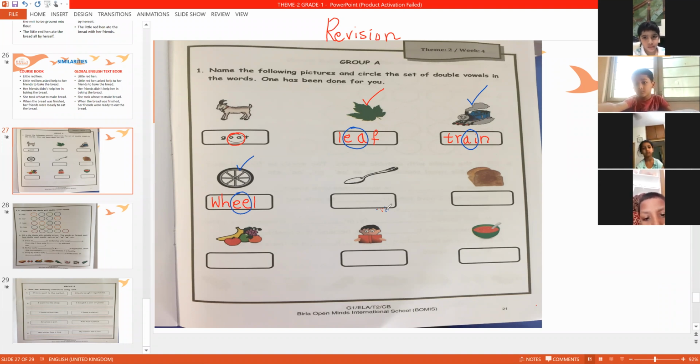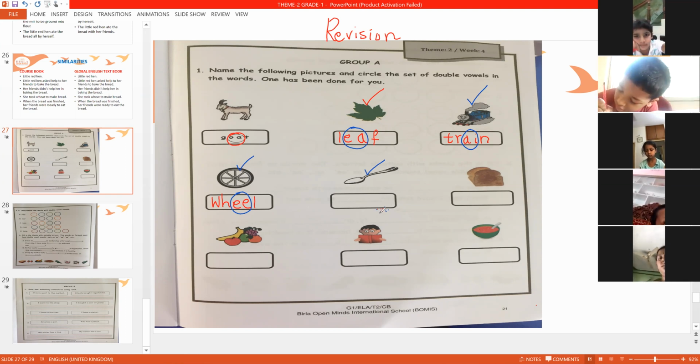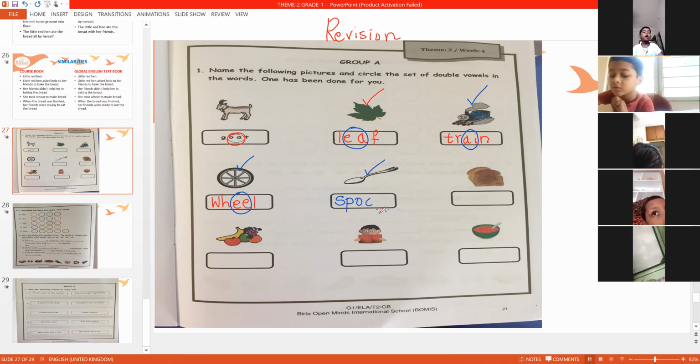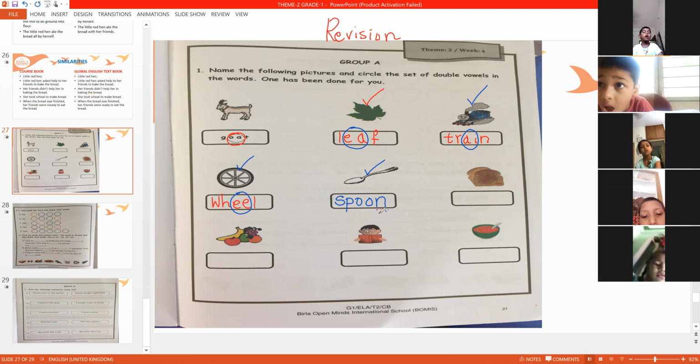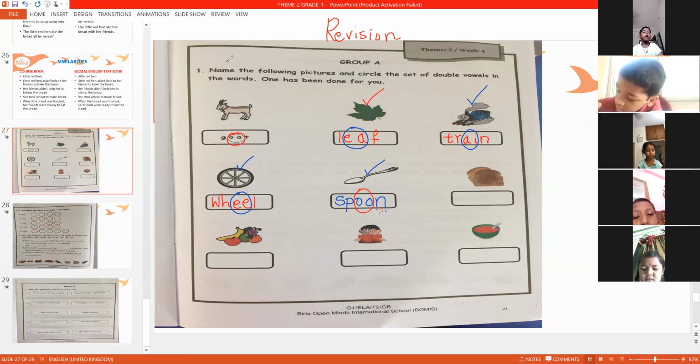Now let us see the next one. What is the next picture you have here? Spoon. S-P-O-O-N. Spoon. Very good. So what are the vowels here in spoon? Two vowels placed together. So that is called a double vowel word.